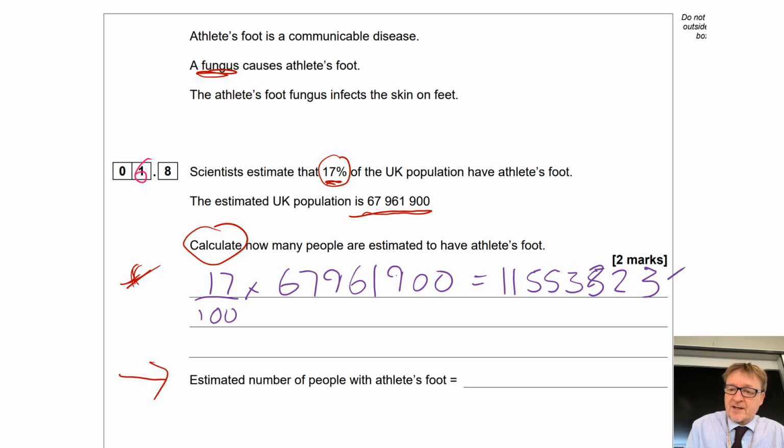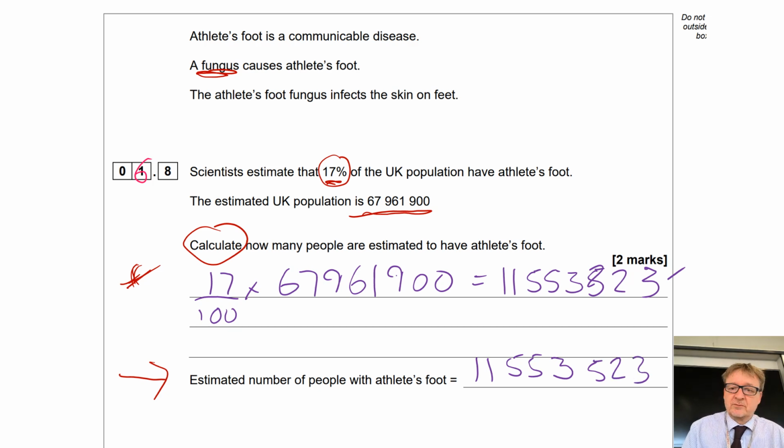You might leave your answer there, but don't. What you've got to do is make sure you write it on this line. There's no point in risking it, even if you've got the marked answer up there. 11, 5, 5, 3, 5, 2, 3 is your answer.